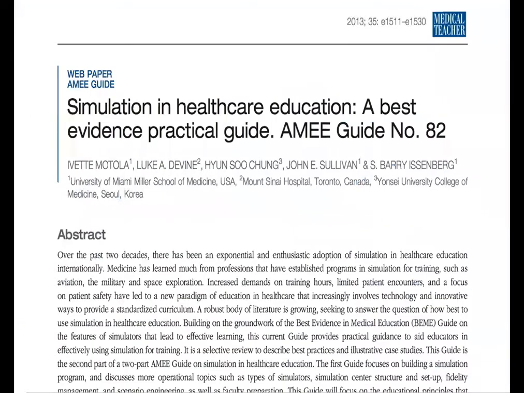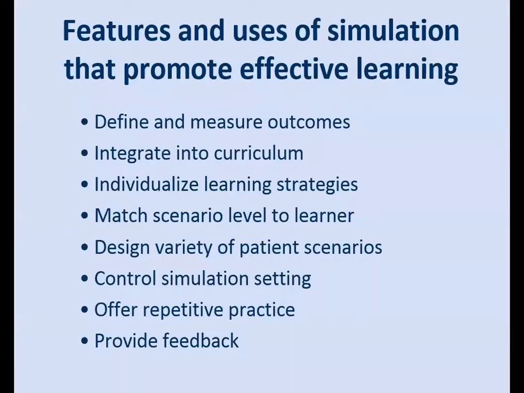A number of years later, Yvette Motola, who's the assistant director of the Gordon Center now, Barry Eisenberg is our center director, some of our former international research fellows, they put together this AMEE guide, which essentially fleshed out the BEME features. They went back to the literature and got some more recent illustrative examples of those features and tried to explain how we can best use these different features of simulation and implement them in our training programs. So the first list had them in order of the frequency with which they were cited in those articles.